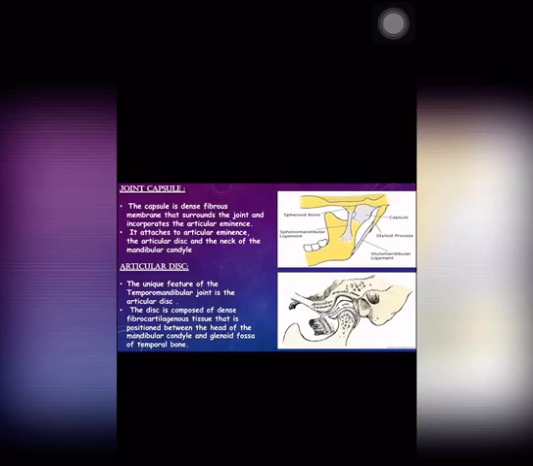The articular disc is a unique feature of the temporomandibular joint. The disc is composed of dense fibrocartilaginous tissue that is positioned between the head of the mandibular condyle and the glenoid fossa of the temporal bone. Now in this picture, it is visible the articular disc, the articular eminence, and the articular fossa.